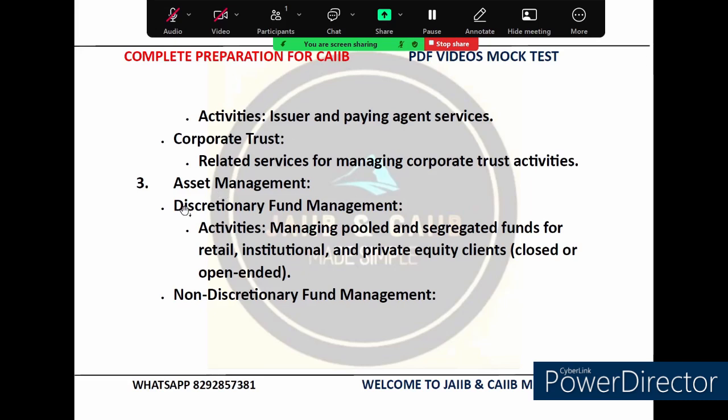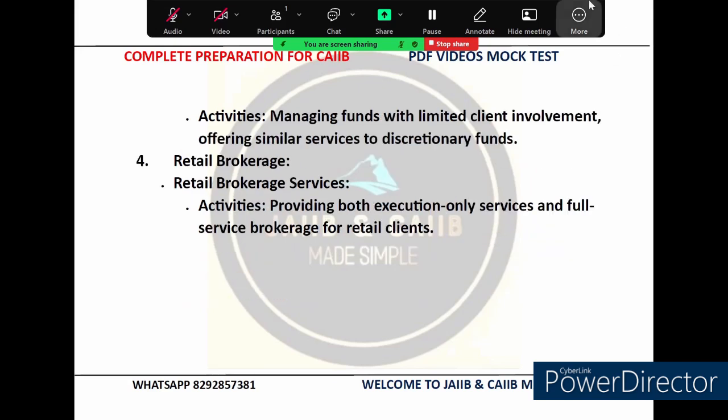When full control is there, it is called discretionary, and when limited involvement is there, it is called non-discretionary. And then we have discussed the retail brokerage. Retail brokerage helps individuals buy and sell stock either through an execution-only service or full service.